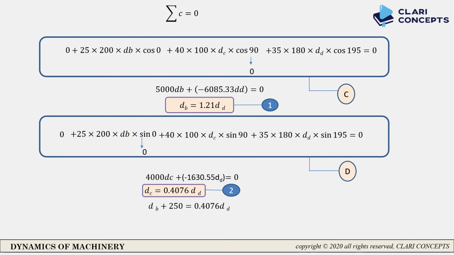Now put the value of the second equation into equation 1. So dB plus 250 equals 0.407 dD, because dC is dB plus 250, since between B and C the distance is 250, and dC is the distance between reference plane A and plane C. So from here you can find the value of dD, which is minus 311.56 mm.